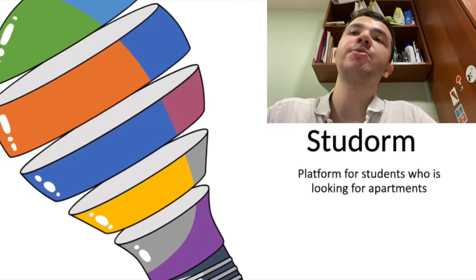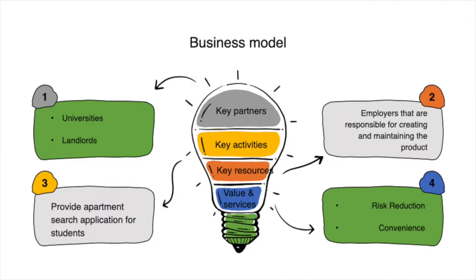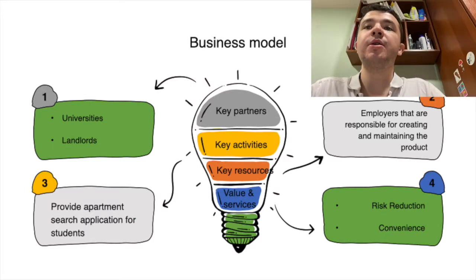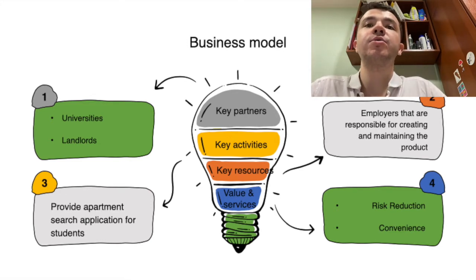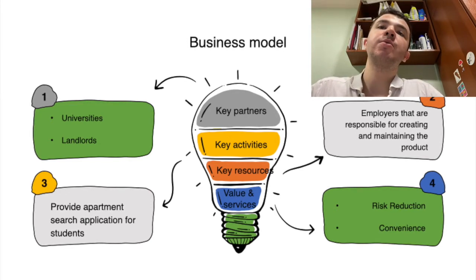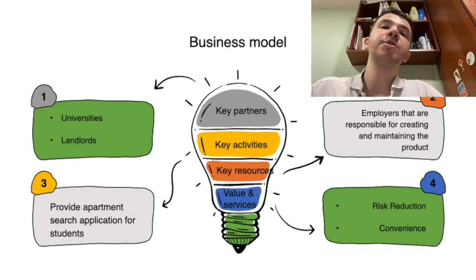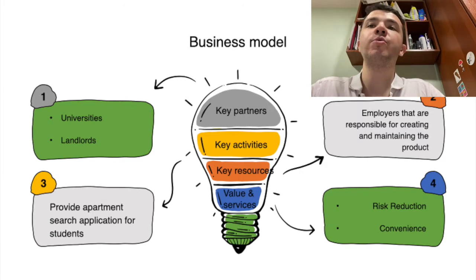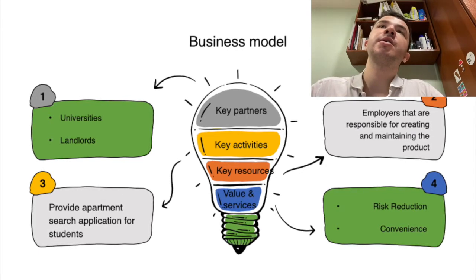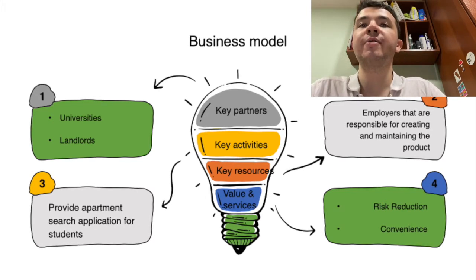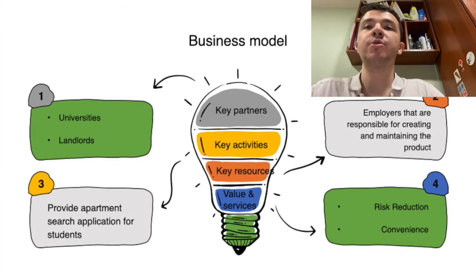Let us introduce our business model. Let us start with the key partners. We think that there are two key partners for us. These are universities and landlords. Universities are those who provide us with our clients, and landlords are basically those who provide us with the information we are selling to our customers.